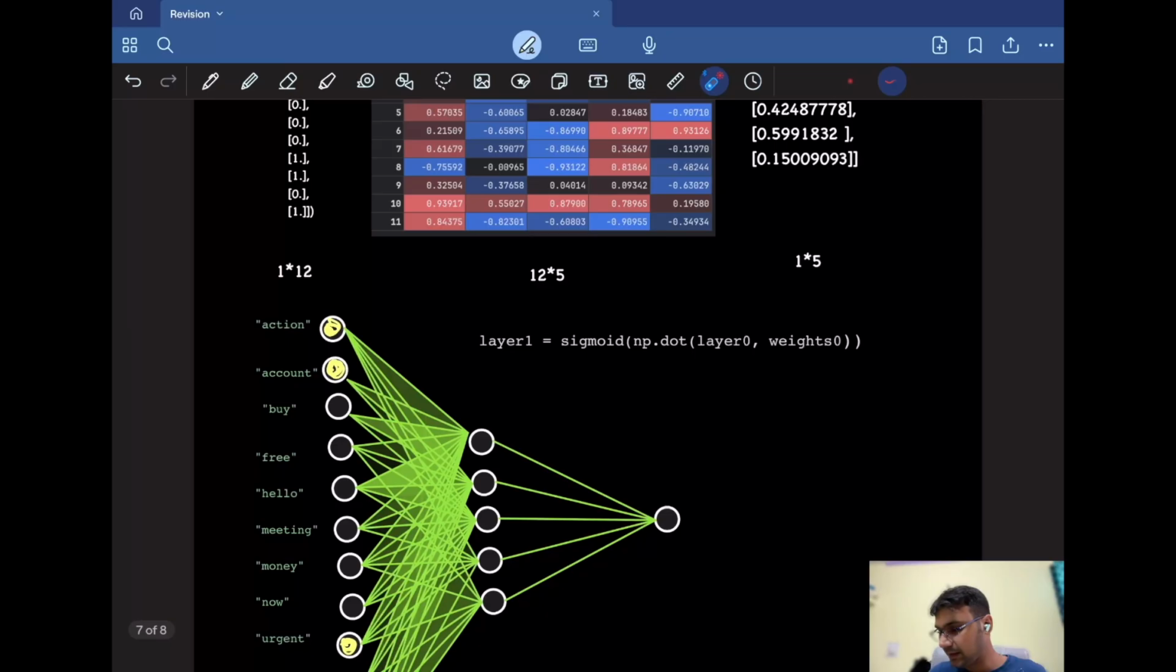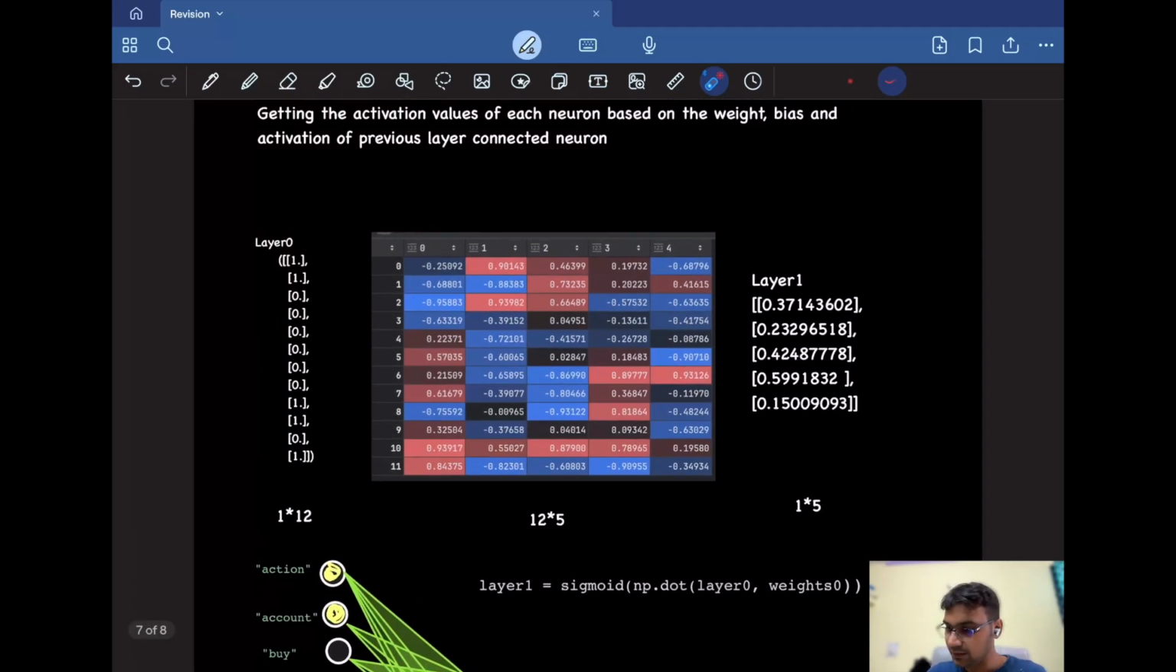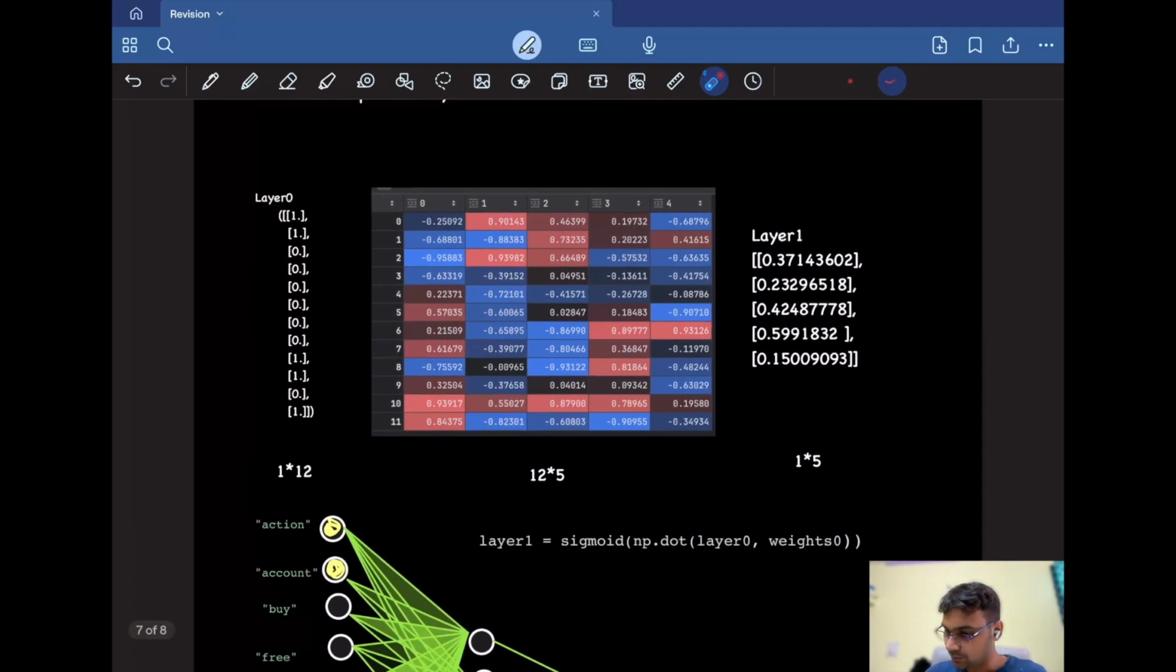So, how we will get it is we know this activation value will be a sigmoid function of the summation of all the weights multiplied by the activation values of the previous layer. What we have taken, this is the first layer. This is 12 neurons represented here. Then the next layer is 5 neurons. To get the value of the next layer, we will do a dot product with the weights.